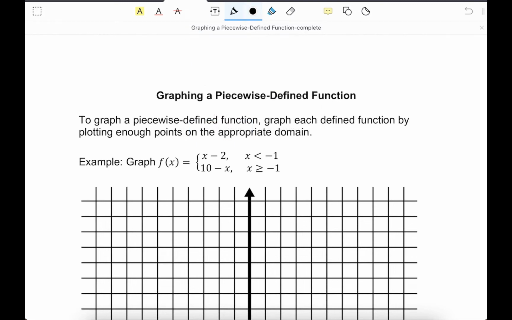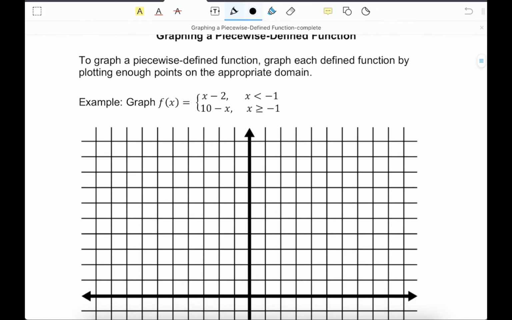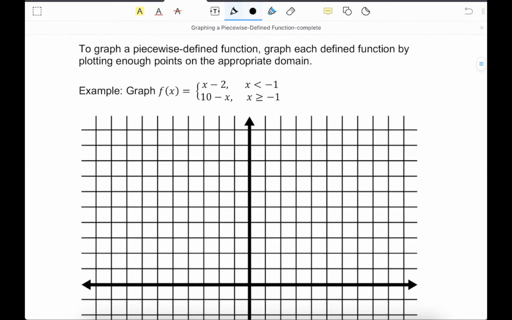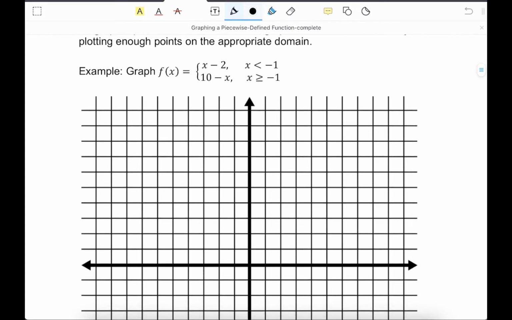Graphing a piecewise defined function can be a little tricky, but if you consider each of the separate domains and graph each part separately, you should be all right with graphing piecewise defined functions. So first, we have the piecewise defined function x minus 2 when x is less than -1, and 10 minus x when x is greater than or equal to -1.